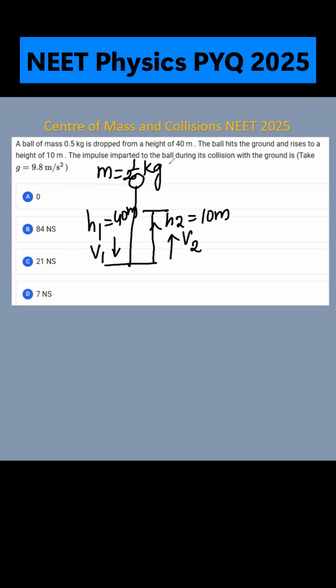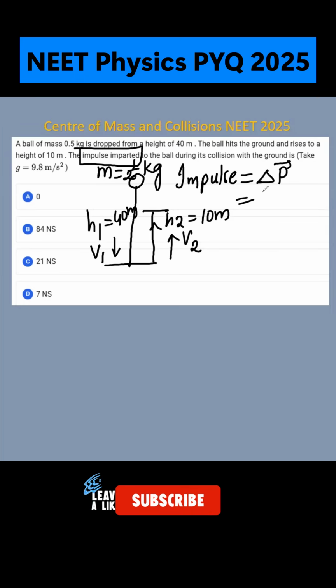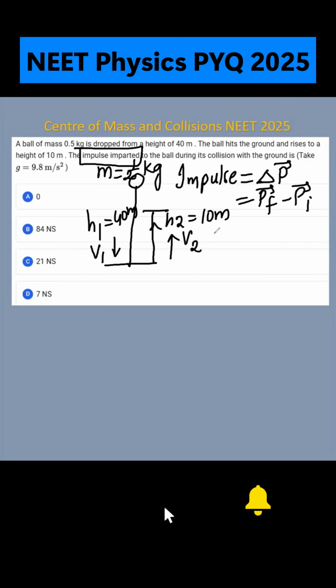So now we have to calculate the impulse imparted. That is what the question is. So how do you write that? Impulse will be nothing but equal to change in momentum. That is final momentum minus initial momentum, so that is mass into final velocity.